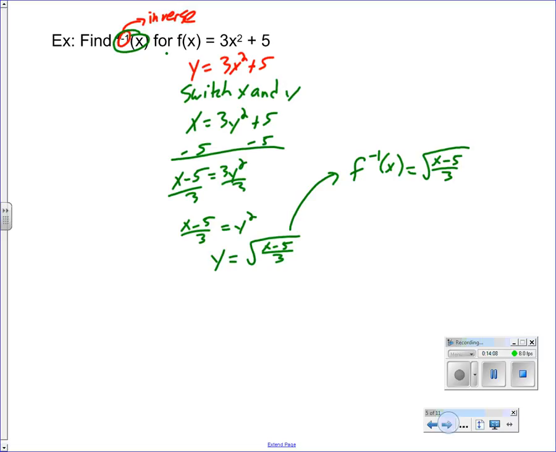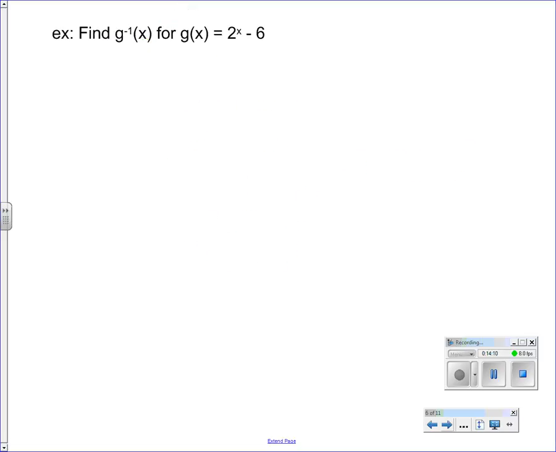Alright, so we're going to do the same thing for this next one, an exponential function. Find the inverse means the same thing. First thing we're going to do is switch x and y. So x equals 2 to the y minus 6. Now I just need to solve for y. That will give me the rule for my inverse function. To solve for y, I need to add 6.